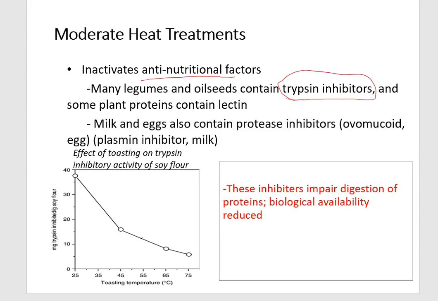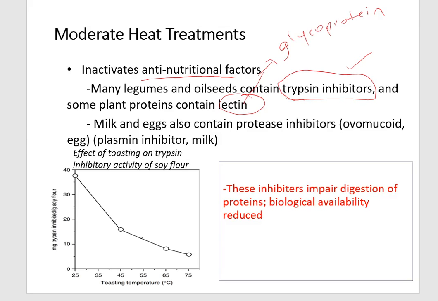Let's see again. We have trypsin inhibitor, found in many legumes and oilseeds. And we also have lectin, another anti-nutritional factor. So lectin is a glycoprotein. So it exhibits a high binding affinity for carbohydrates. So when consumed by humans, lectins impair protein digestion and cause some intestinal malabsorption of other nutrients.